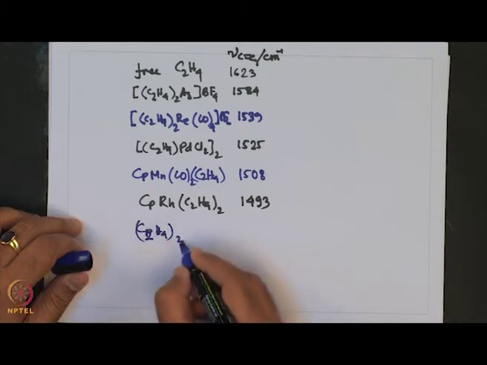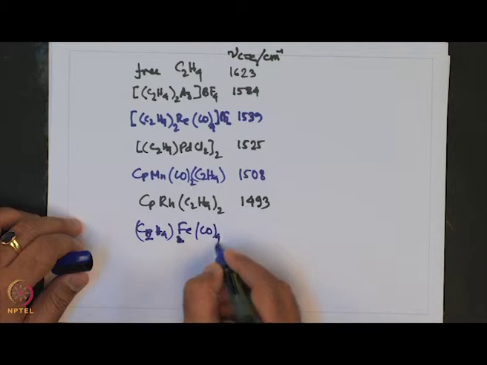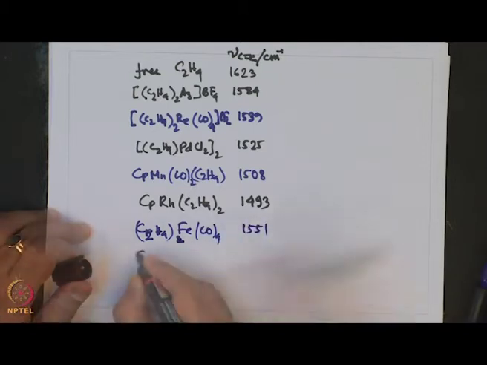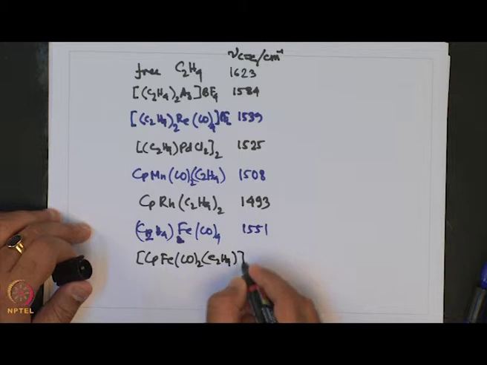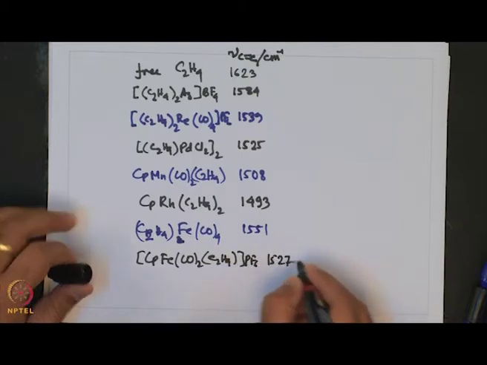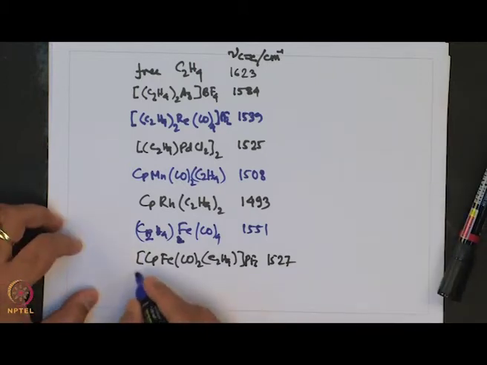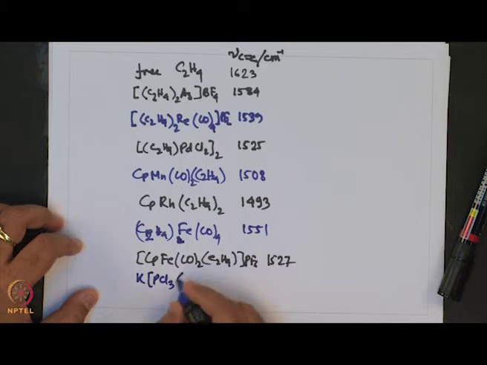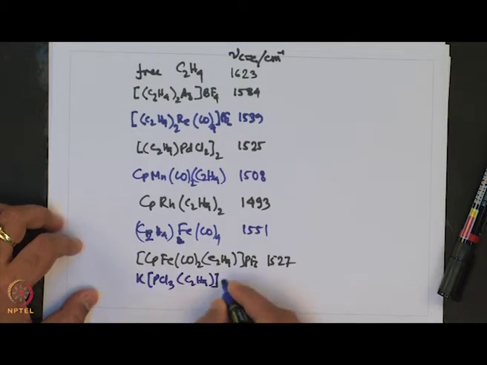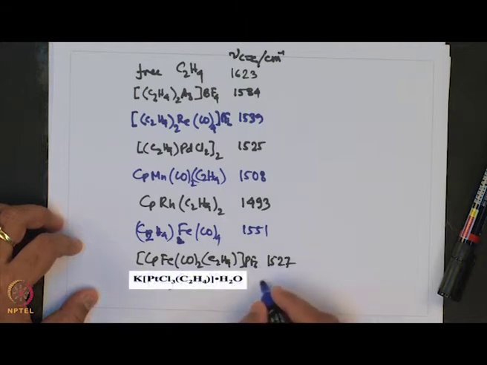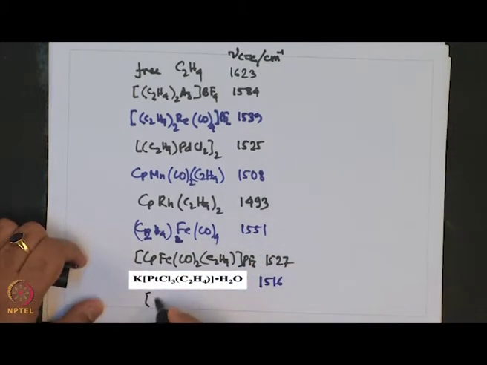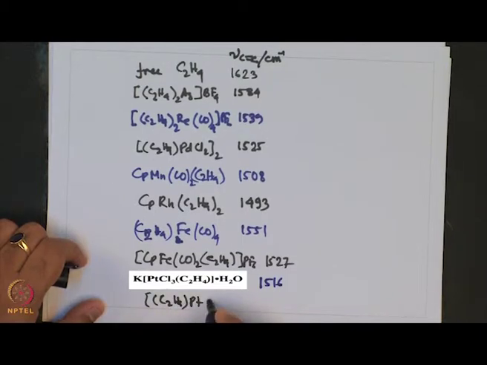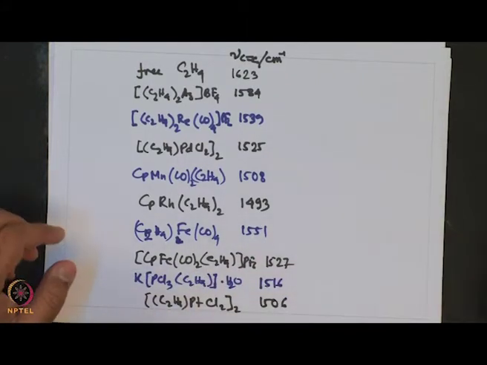C2H4 Fe(CO)4 is 1551, then Cp Fe(CO)2 C2H4 PF6 is 1527, and Zeise's salt, KPtCl3 C2H4, with H2O, is 1516, and the last one, C2H4 PtCl2, is 1506.